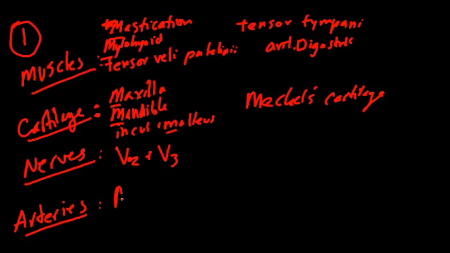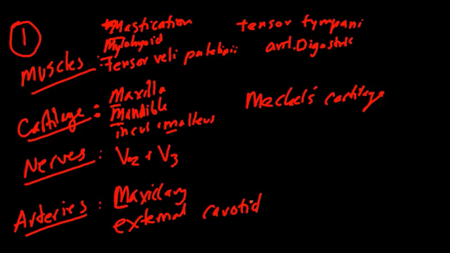For arteries, you're going to get the maxillary. Alright, so if you've noticed anything, we've got a lot of M's, and that just adds to the M's. Also, we're going to include the external carotid. Okay, so that's it for the first pharyngeal arch. Let's pick this up with number 2, and this is going to be the hyoid arch.